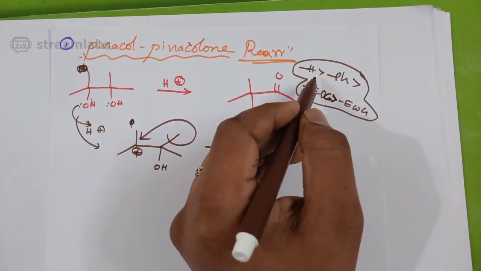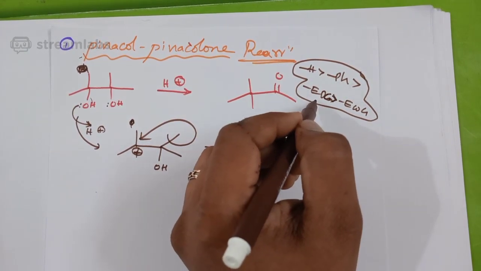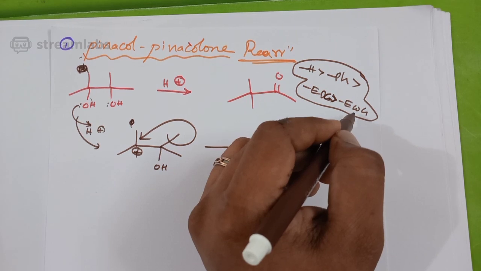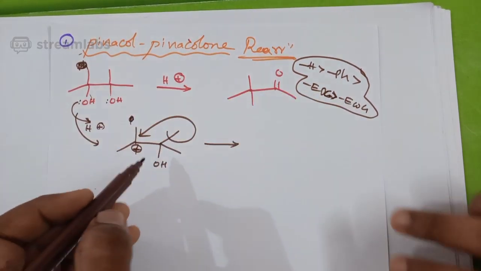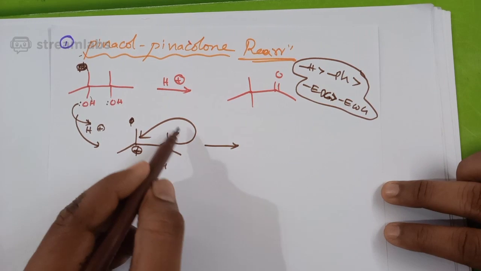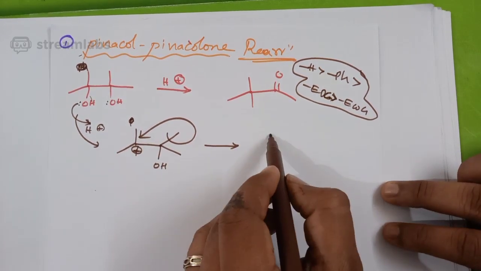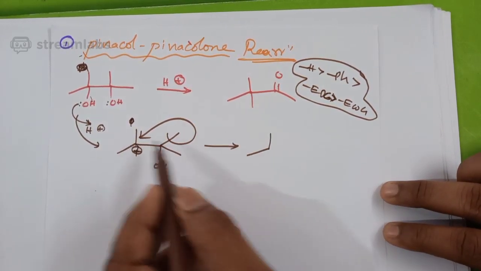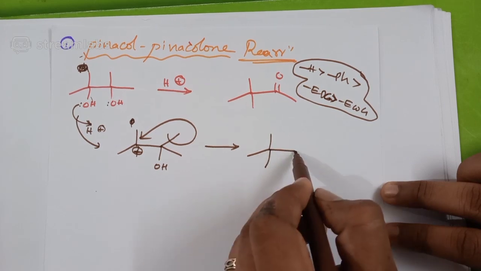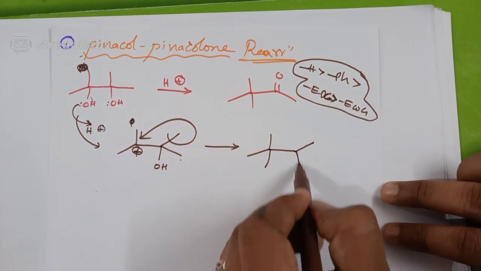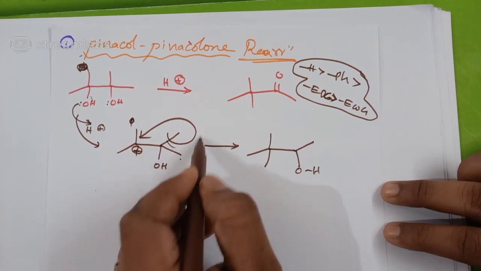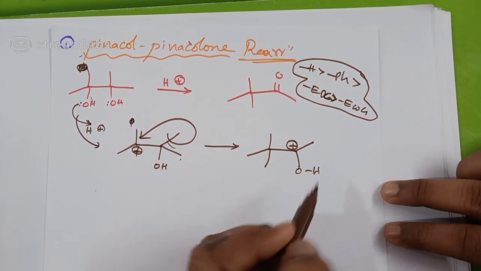Exceptions are very few. So hydrogen, phenyl, electron donating group and electron withdrawing group is the least preference. Now see here, methyl groups, two are methyl, not a problem, any one can migrate. Whenever the group migrates, I am writing the methyl group here, another methyl is there here, OH, and this methyl group is removed with its negative charge, so we will get a positive charge.